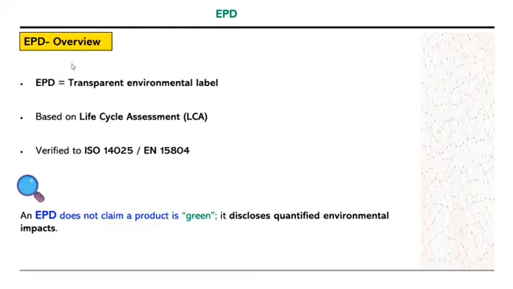Here we have the EPD overview. An EPD is actually a transparent environmental label for materials. It is basically a document. It is also based on life cycle assessment (LCA). It is verified to ISO 14025 or EN 15804. An EPD does not claim a product is green, but it discloses quantified environmental impacts.